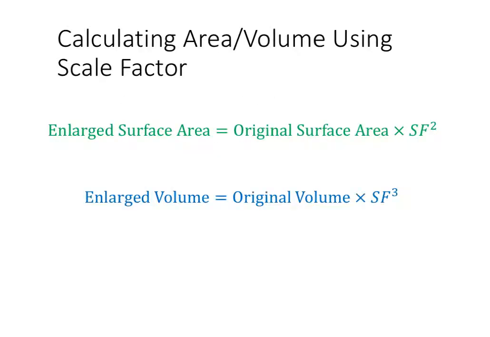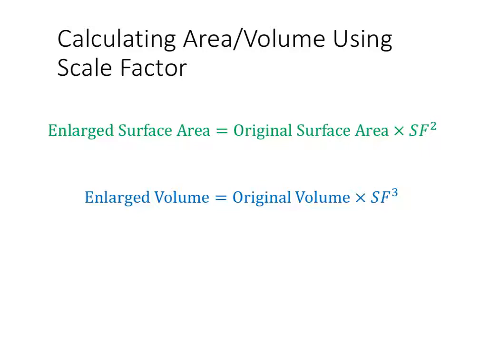In this video, we're going to have a look at calculating area and volume of similar shapes using their scale factors. To calculate the area of an enlarged surface, you take the original surface area and times it by the scale factor squared. For the volume of an enlarged shape, you take the original volume of the smaller similar shape and times it by the scale factor cubed.